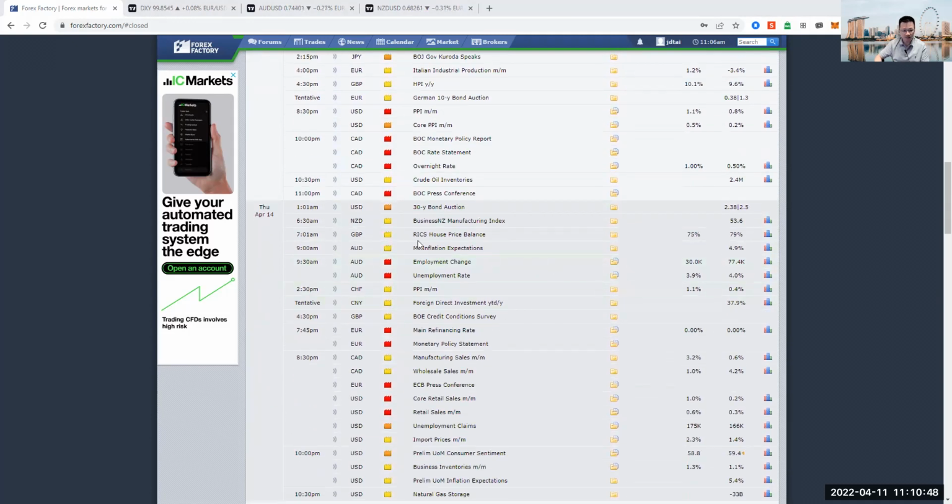On Thursday morning, we do have the Aussie unemployment rate looking to drop from a 4% to a 3.9. We might even see a 3.8% here for unemployment rates dropping for the Aussie, and employment change looking at a slight improvement here at about 30K number. I think that we might see it breach that 30K number slightly as well.